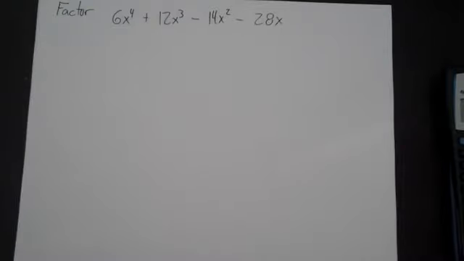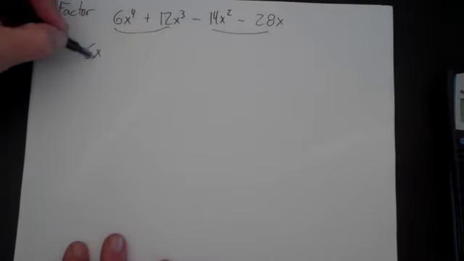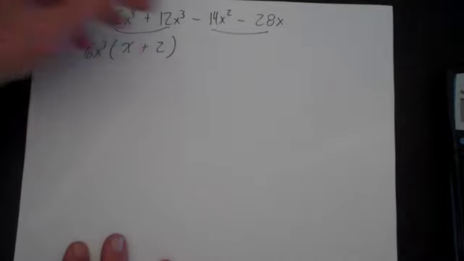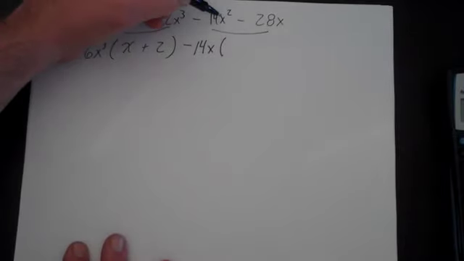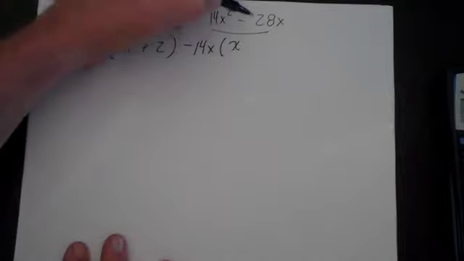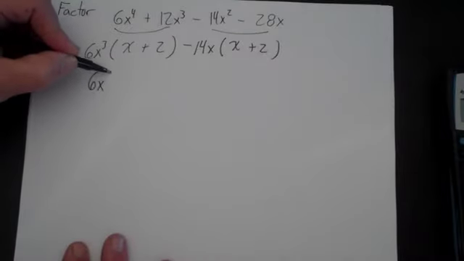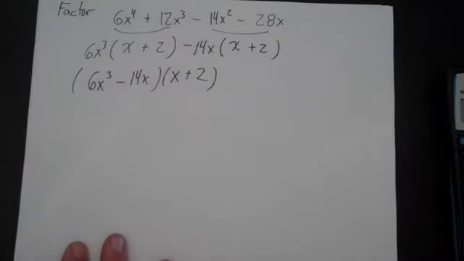Let's do one more problem. 6x to the fourth plus 12x cubed minus 14x squared minus 28. Let's group these and group these. This has a 6x cubed together, right? You can factor that out, and that becomes x plus 2. Here we can take a minus 14x squared out, and then you end up with an x plus 2. So you get 6x cubed minus 14x squared times x plus 2. And that's just simple factoring by grouping.